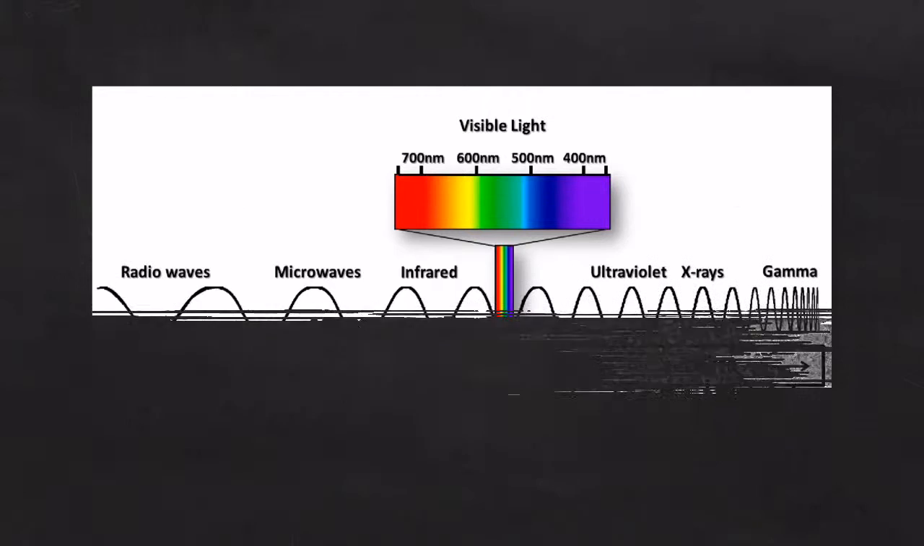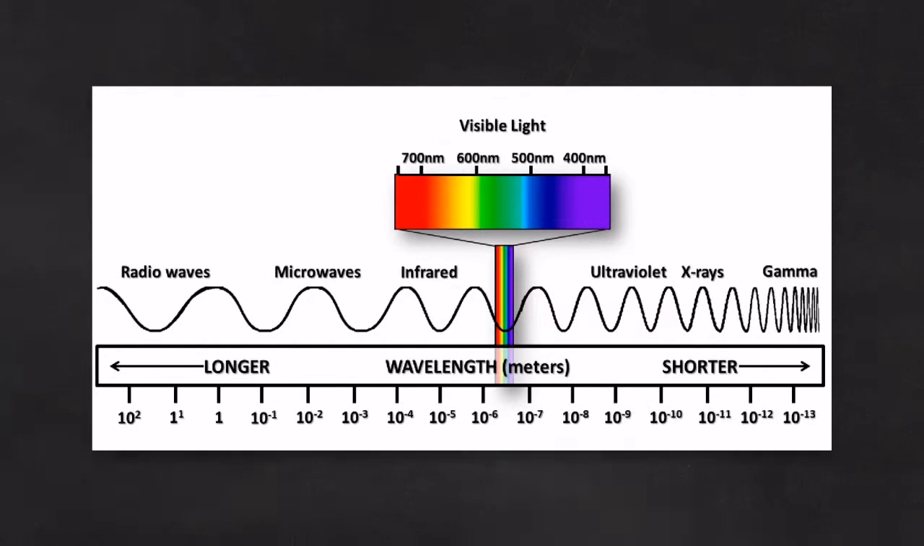Looking carefully at this diagram, it shows us the relative wavelengths of the different parts of the electromagnetic spectrum. We can see the waves getting closer together as we move from radio waves to gamma rays.